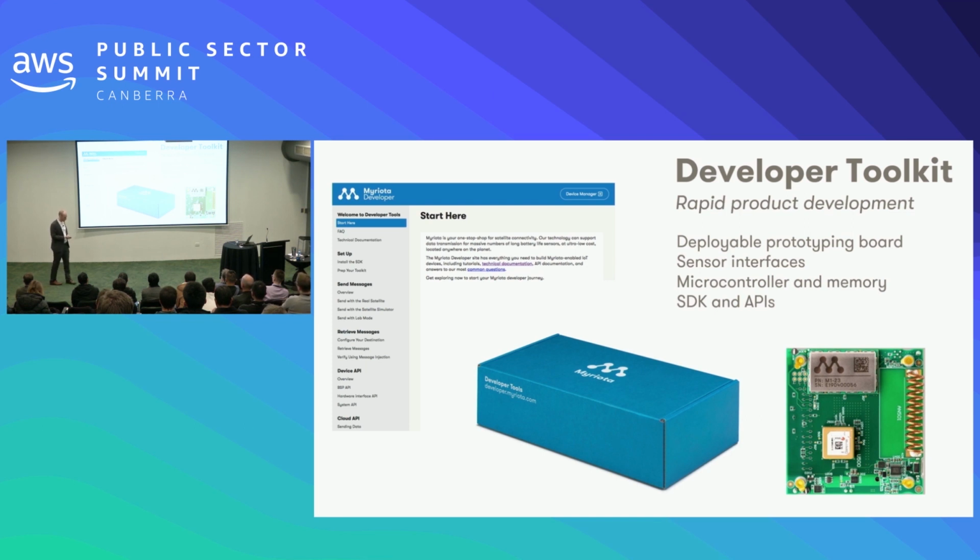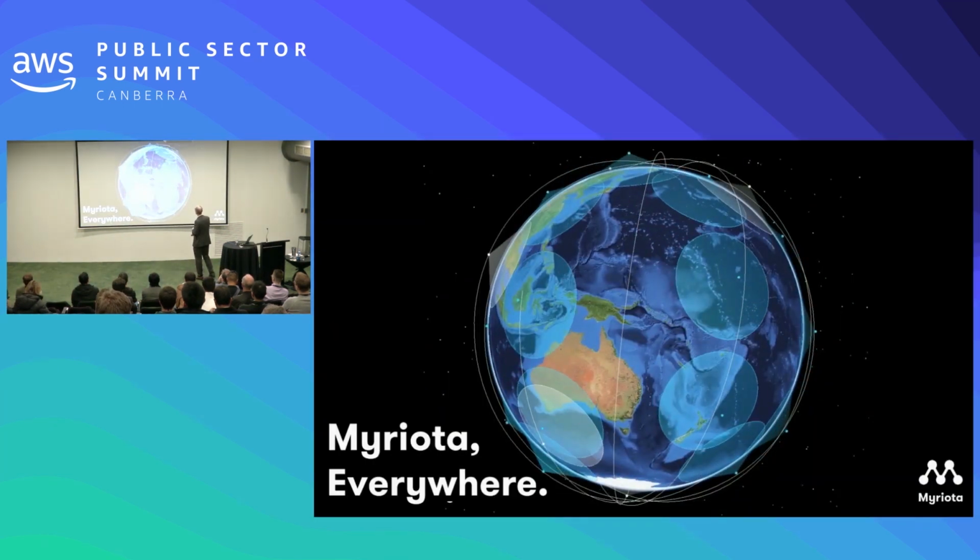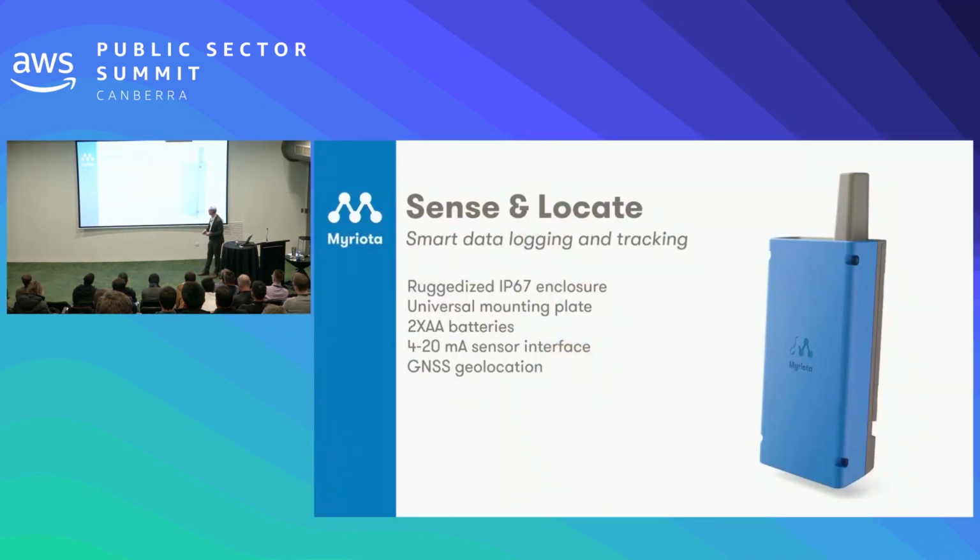And then for systems integrators who want to hit the ground running and go to their deployments quickly without having to build their own enclosure, we also have the Sense and Locate device, which has a rugged IP67 enclosure. It has a very easy to use universal mounting plate. Everything that we learnt from our POCs initially with customers we fed back into the design of this to make sure that it's really easy to use for the end user. It also has a 4 to 20 milliamp sensor interface with a gland at the base there for routing that through to make it very easy to integrate sensors, and it has onboard GNSS as well.